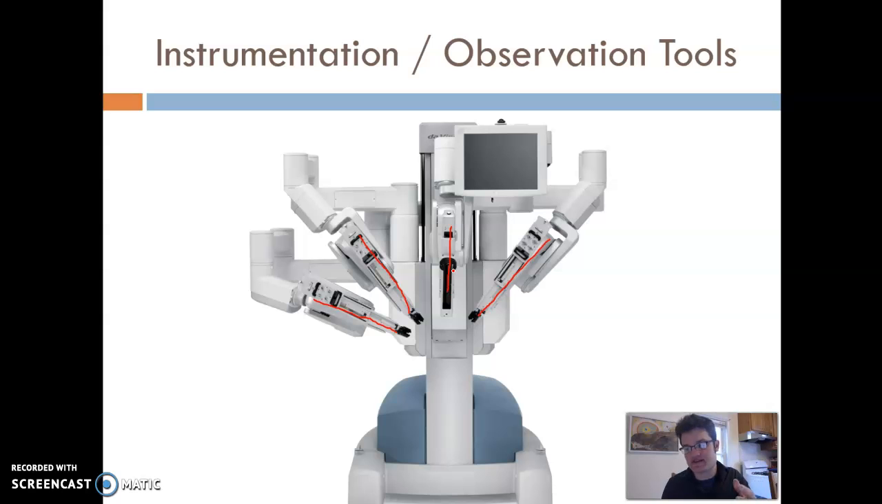And so if you're having something like a knee surgery, it's less invasive because you only have to put a few small holes into the body rather than just cutting open the entire leg.